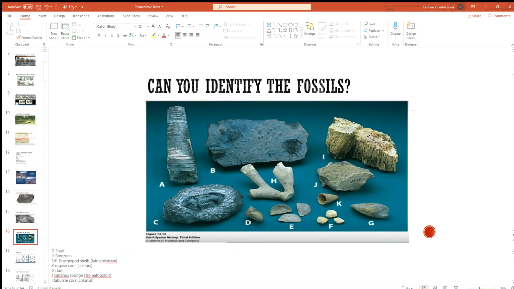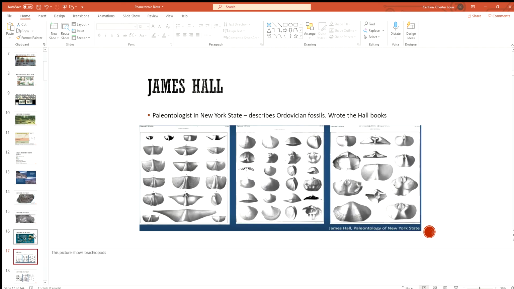So this is a tabulate, and tabulate is colonial. Rugose is solitary. We talked about it in our labs, but just a quick refresher. Look at your labs if you have them, and if you don't, please refer to the textbook. It will tell you all about it.